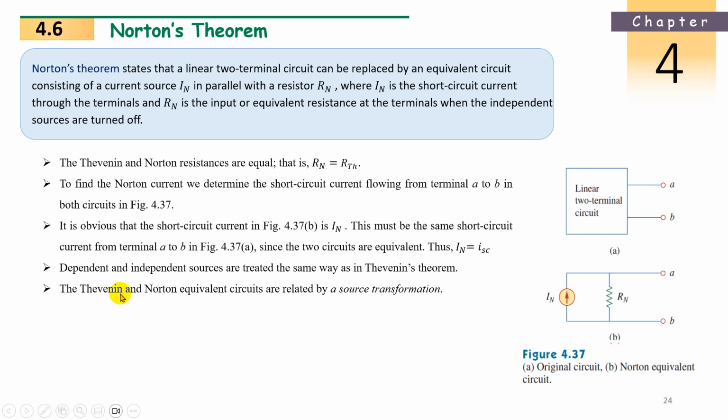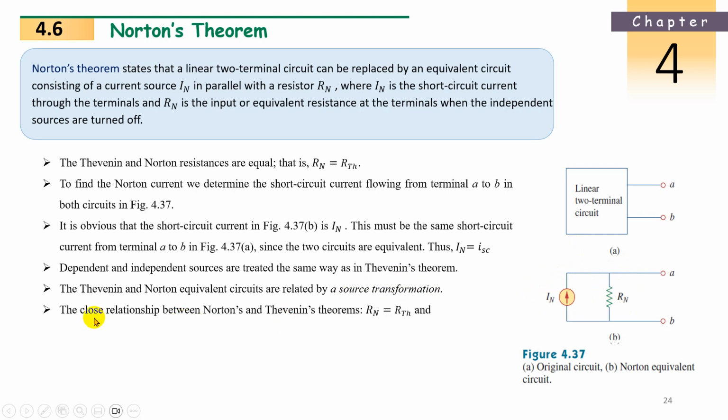The Thevenin and Norton equivalent circuits are interchanged by source transformation, as I told you previously. If a Thevenin equivalent circuit is given and you are asked for the Norton equivalent circuit, just use source transformation: V Thevenin divided by R Thevenin becomes IN. R Thevenin becomes RN, which will be in parallel with the current source.